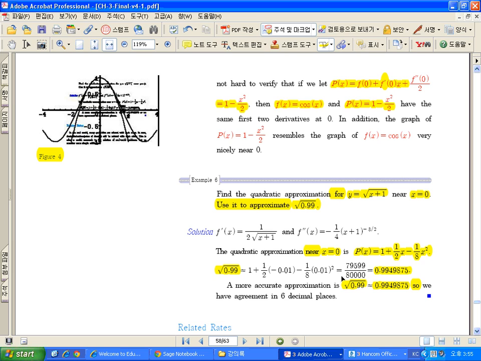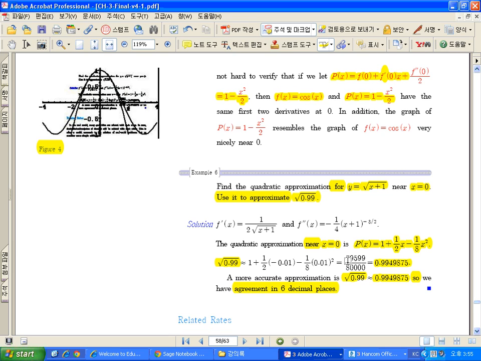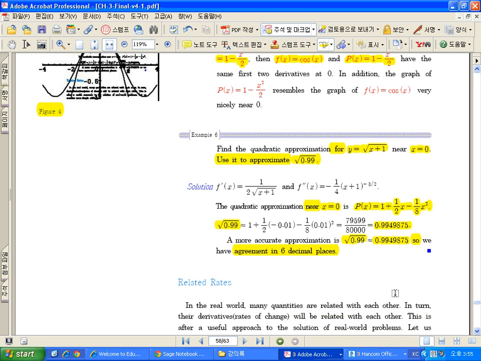When we checked it with the exact computation, the values matched up to 6 decimal places, which means they are very close. So this quadratic approximation works very well for general curves, compared to the linear approximation.